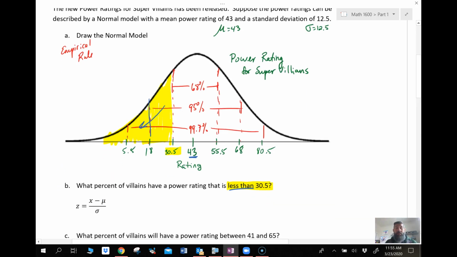So that's the 68%, 95%, 99.7% rule, which means that 68% of the population is within one standard deviation of the mean, and then out to 2 and 3 standard deviations. Make sure you can label that normal distribution. You always want to have some context as well: power rating for supervillains. Bam, it's there. And then down rating. So let's take a look at letter B.